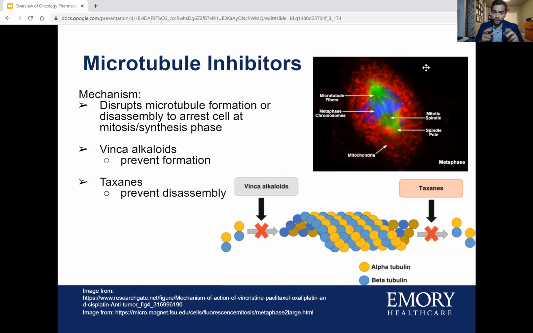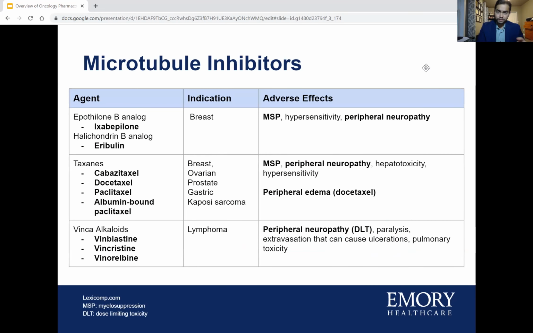So we have two notable classes within this class, the vinca alkaloids, which were discovered from the periwinkle plant, and then we have taxanes, which were discovered from the yew tree. Vinca alkaloids prevent formation or polymerization of these different tubules from coming together and making microtubules, while taxanes prevent the disassembly. So microtubules need to be able to be freely formed and taken apart as needed by the cell. So if you prevent the formation or the ability to take it apart, then you don't get proper mitosis. So the key agents are really the taxanes and the vinca alkaloids. The other agents are used, but nowhere near as much as our taxanes and vinca alkaloids.